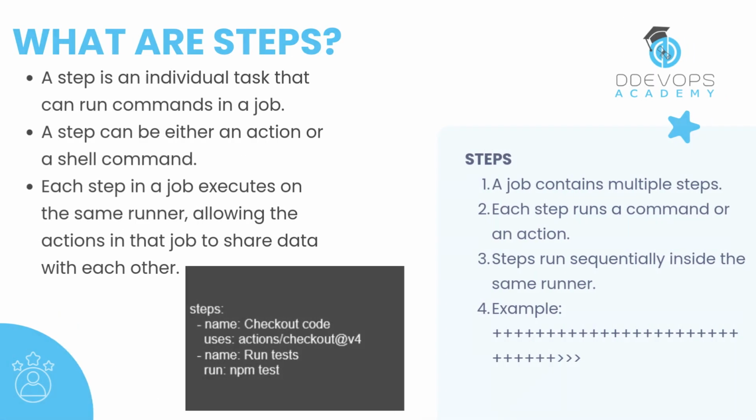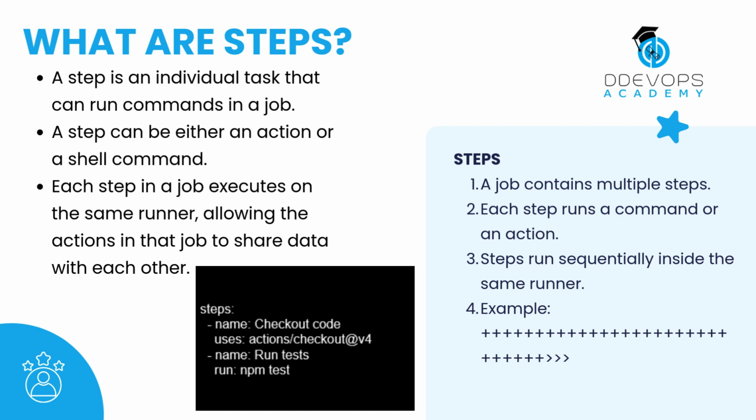Now let's look at steps. A step is a single task within a job. It can be a shell command or a reusable action. All steps in a job run on the same runner and execute sequentially, which means they can share data. For example, you might check out code in one step and run tests in the next. It's the fine-grained control inside your automation.